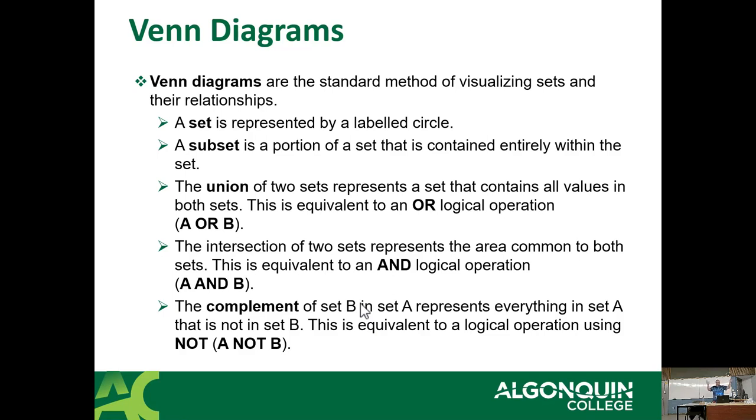But that's what Venn diagrams are for. A set is a labeled circle. A subset is a portion that is contained within that set, could be entirely contained inside that set. The union of two sets represents a set that contains all the values from set one plus any values in set two that aren't in set one. Basically, it's the unique values from both sets put together. An intersection of the two sets is the values that exist in both sets.